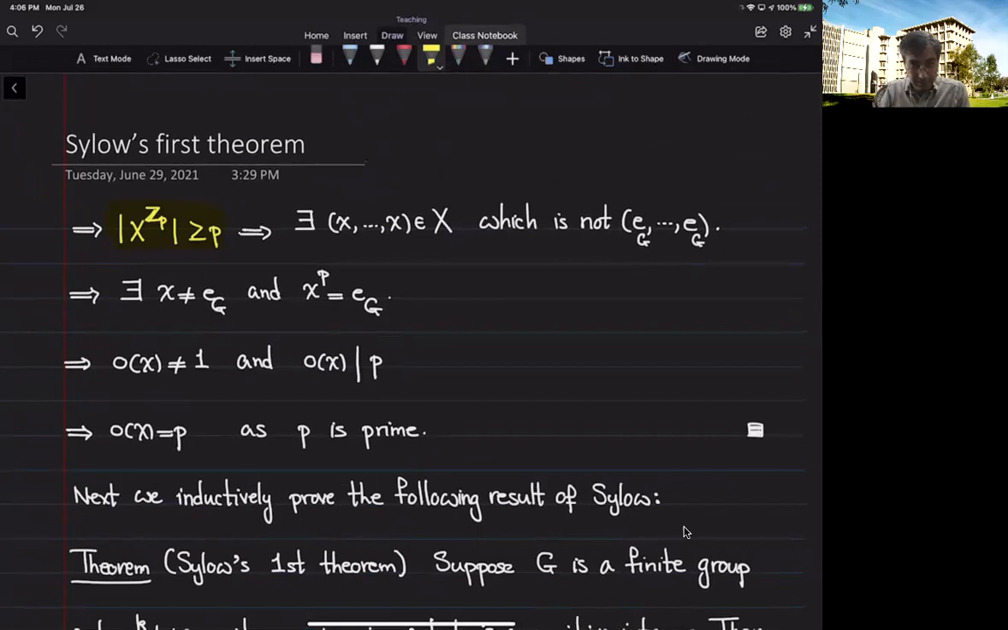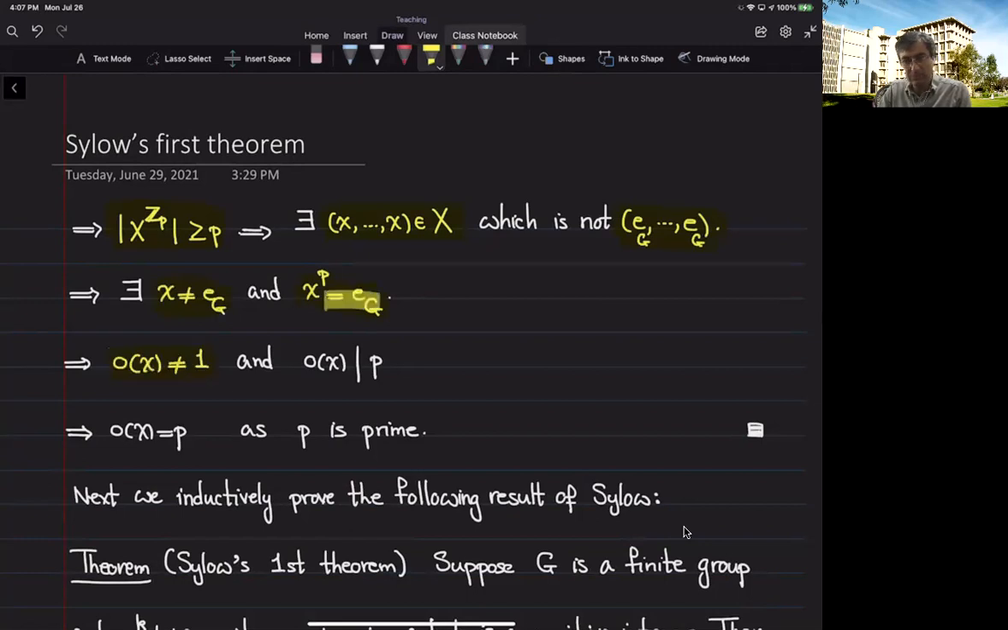P is a prime number, it's not 1. That means we have at least one fixed point, which is not the identity. So there exists some x so that x to the p is the neutral element, but x is not the neutral element. Because x is not the neutral element, its order is not 1.